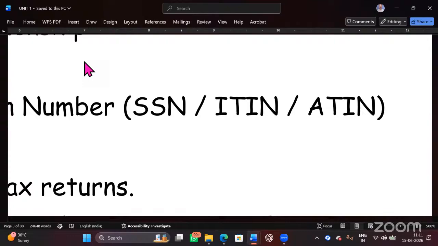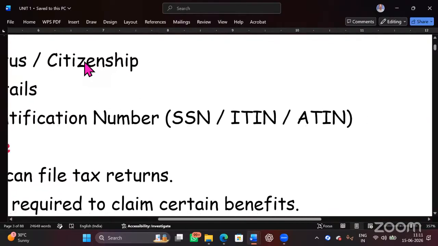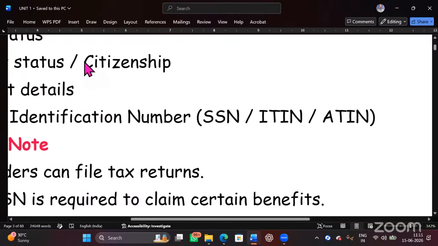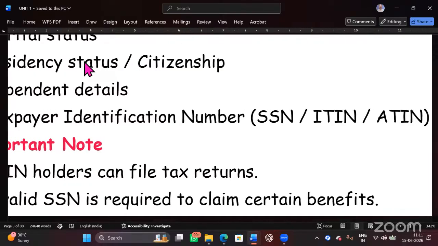At this point, I am not explaining clearly about the SSN, ITIN and ATIN. I am just using these technical words. We are going to learn them clearly subsequently. So these are the alternative numbers. The first base number is the social security number only. All the benefits can be enjoyed by the taxpayer only if he has a social security number.